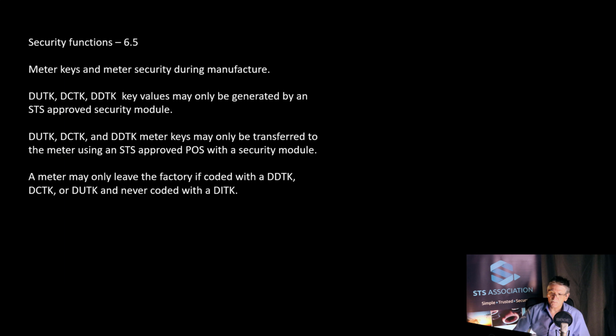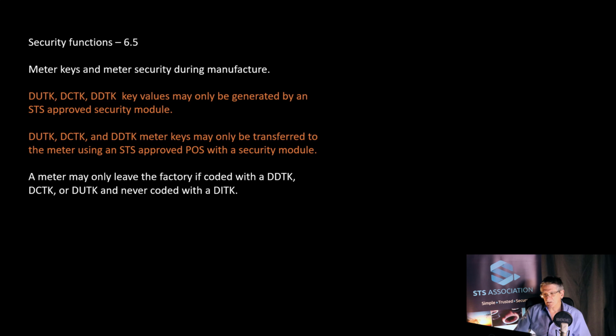Security functions, you can refer to section 6.5. These are DUTK, DCTK, DDTK key values which may only be generated by an STS approved security module. So you cannot generate any of these keys using any other method other than a STS approved security module. DUTK, DCTK, and DDTK meter keys may only be transferred to the meter using an STS approved point of sale with a security module. And that is for a key change operation.